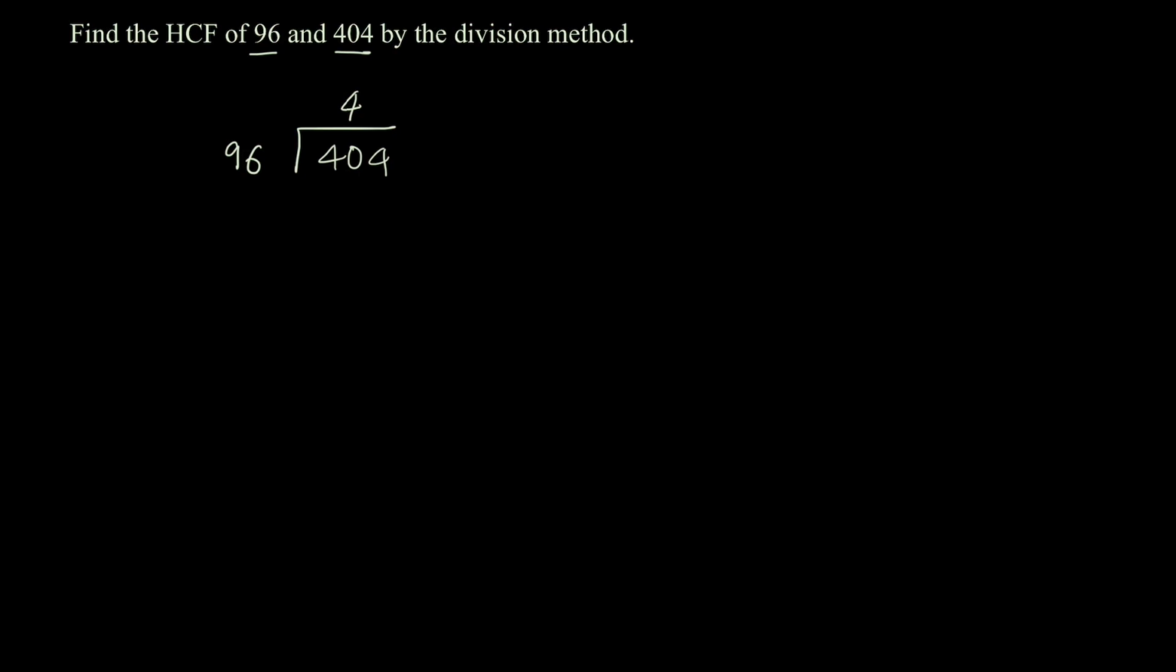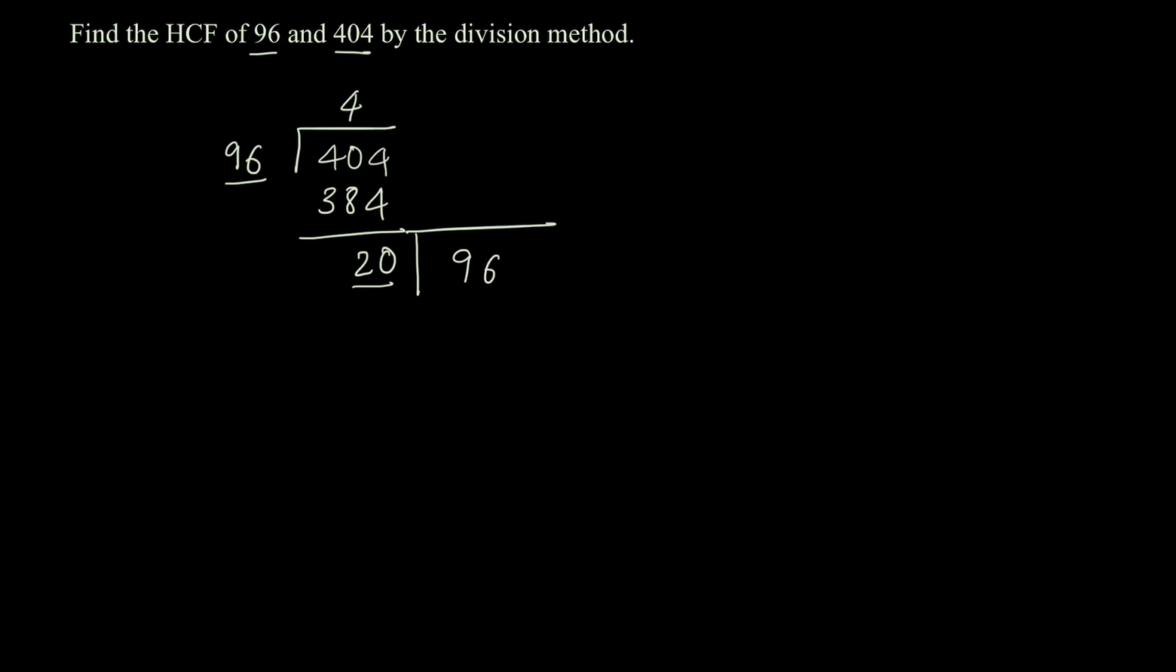So in this case, 96 goes in 4 times, which gives us 384. Subtracting 384 from 404, we get a remainder of 20. Now we make the divisor into the new dividend and the remainder into the new divisor.